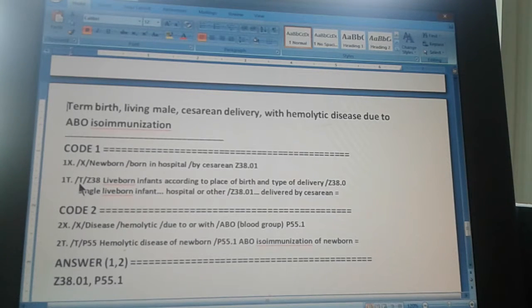You always check in the tabular. So the code 1 through the tabular is found like this. You go to the tabular and then you start with Z38, the first 3 characters. Read the definition of Z38: live-born infants according to place of birth and type of delivery. So this is how they're classified.